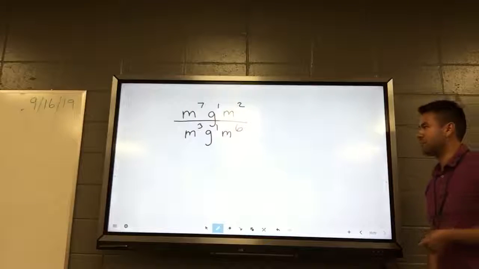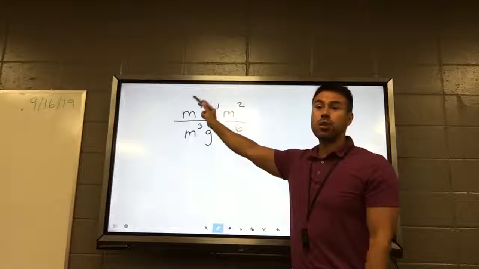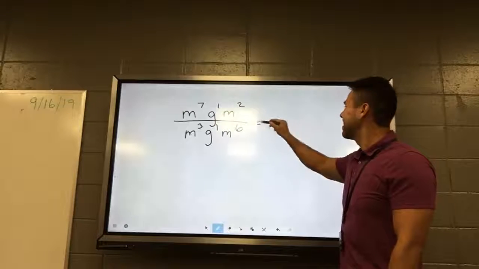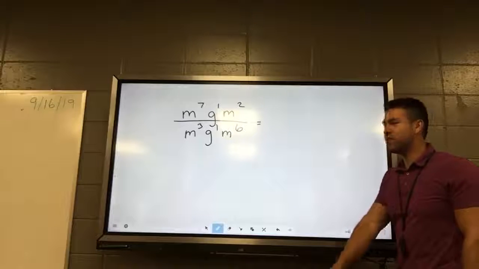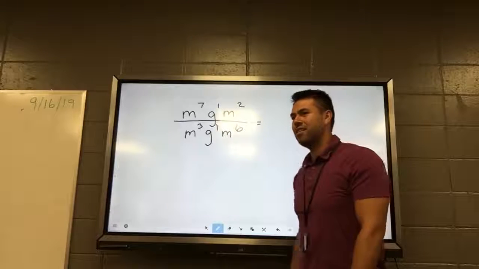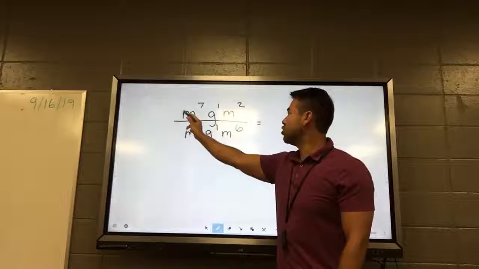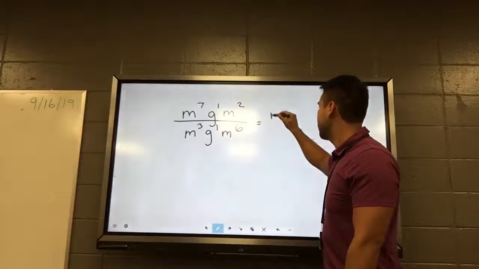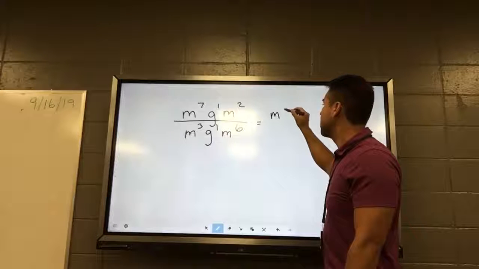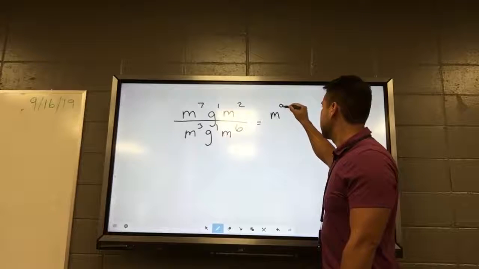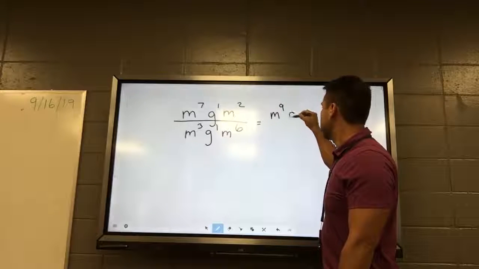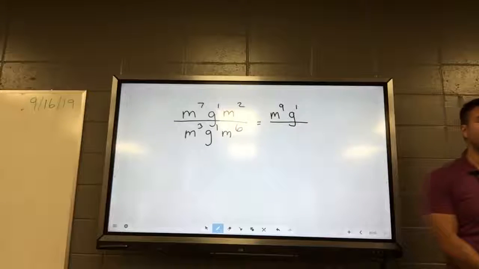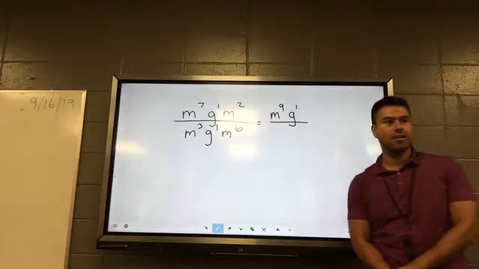Okay, Maren. Did you simplify the numerator? Is that how you did it? Okay, how is the numerator simplified? How can I make that as simple as possible? Add the m, so it'd be m to the ninth power, and then put the g to the first. Okay, so that's simplifying the numerator. Can someone simplify the denominator for me? Yes, Marshall?